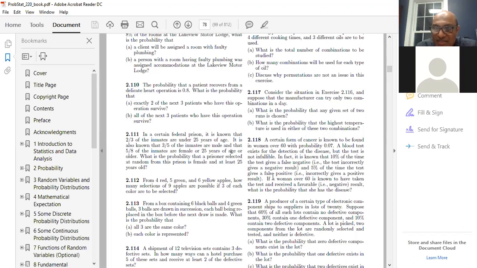That means he is not suffering from cancer. So incorrectly gives a positive result like this, right? Positive result means suffering from cancer, but incorrect means he is actually not suffering from cancer.